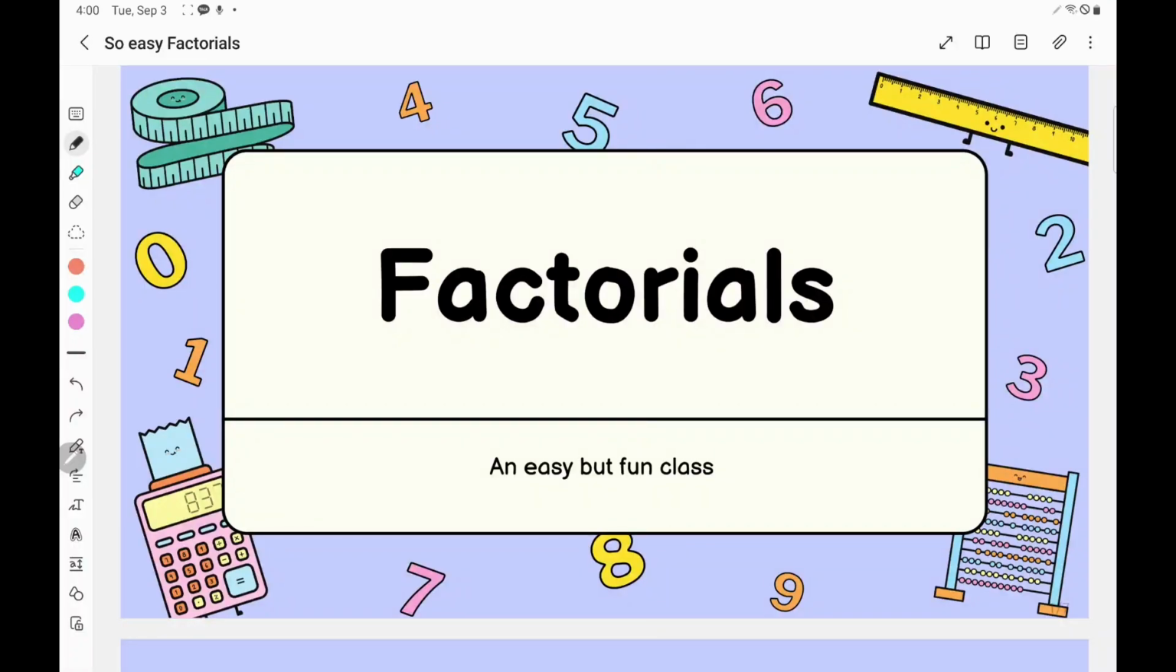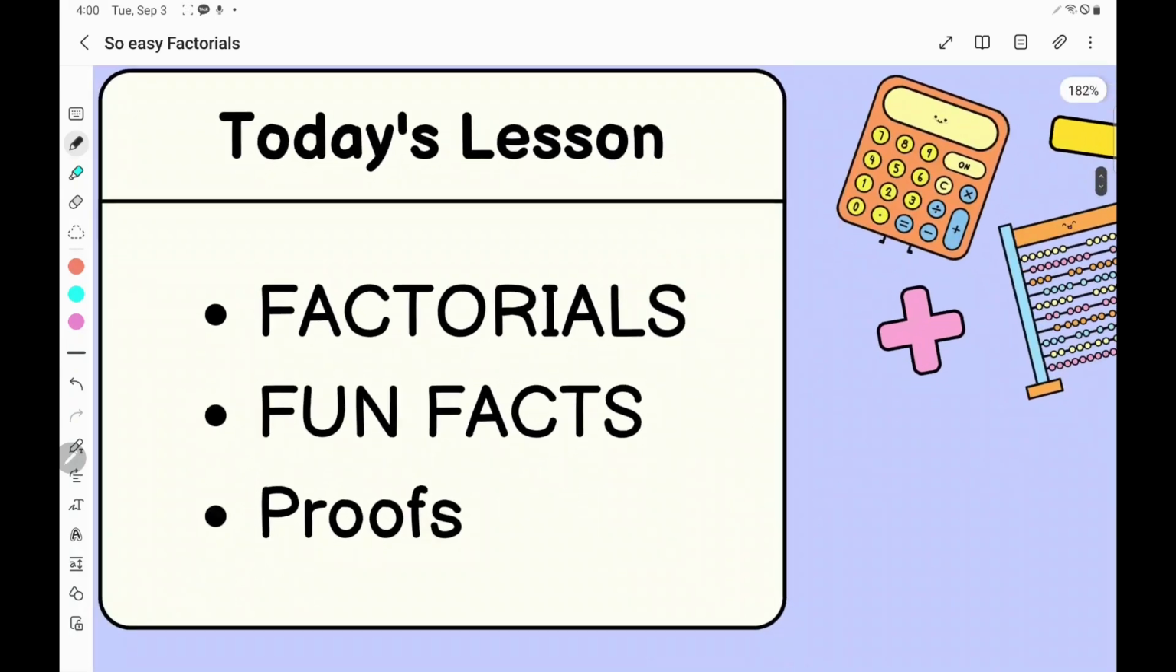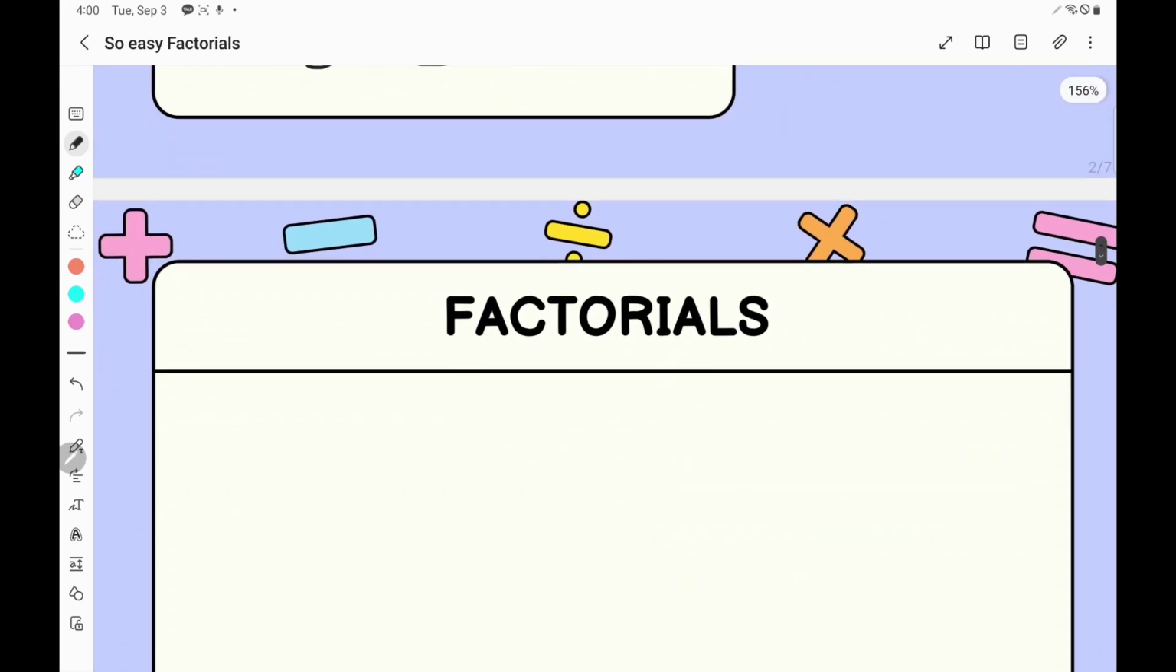My name is Aiden Teaches Math, and today we're going to have a fairly easy but very fun class about factorials. So now let's get into it. Today's lesson is about factorials, fun facts, and their proofs. So you probably know what a factorial is.